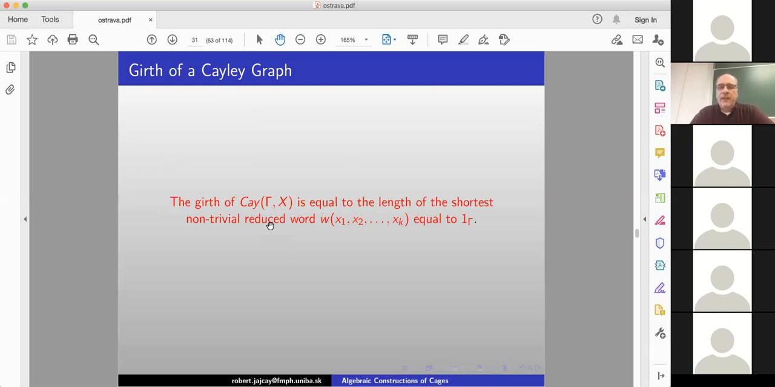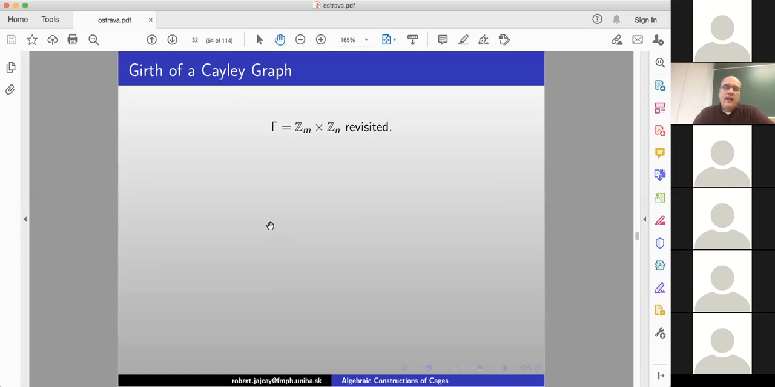I have a presentation for the group, a generating set, and the question is, what's the length of the shortest word in the generators that's equal to 1? A word is a sequence of generators, the shortest sequence of generators that's equal to 1, non-trivial, reduced. So it becomes a completely group theoretical question.